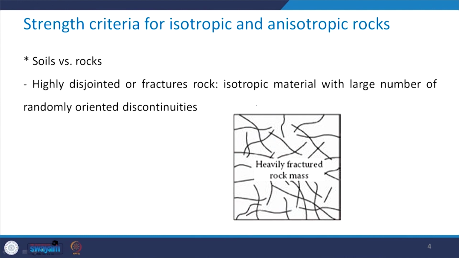Further, if there are more joint sets, or if the rock mass is highly disjointed or fractured rock, then it can be considered an isotropic material with a large number of randomly oriented discontinuities, as has been shown in this figure. You can see in this figure that the discontinuities are oriented in such a random manner. There is no pattern. That means I cannot say that it has 2 joint sets or 3 joint sets or 10 joint sets. So we are calling this a heavily fractured rock mass.